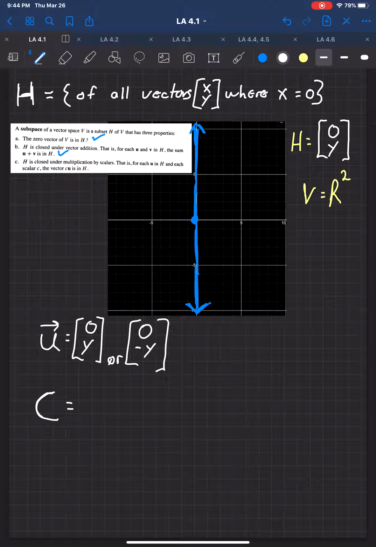Well, you can choose a negative c value or a positive c value. So you can have a negative c or a positive c. And the game is, is there any multiple of c times u or negative c times u such that cu is not in this blue region?